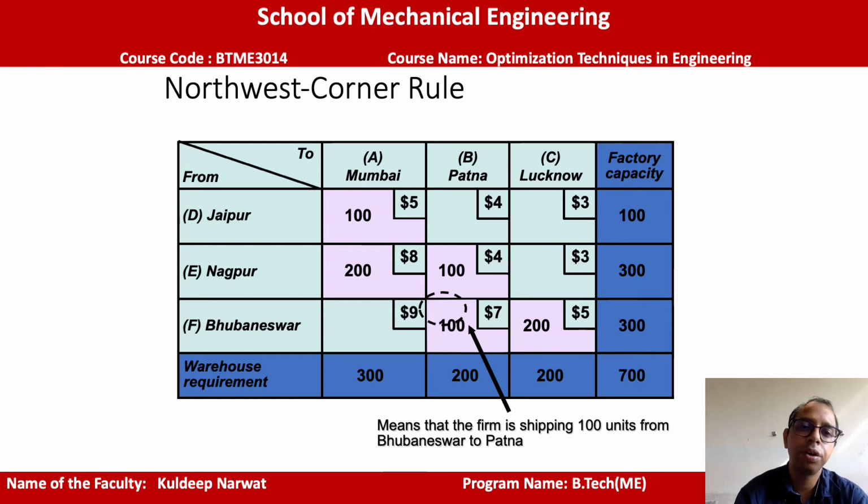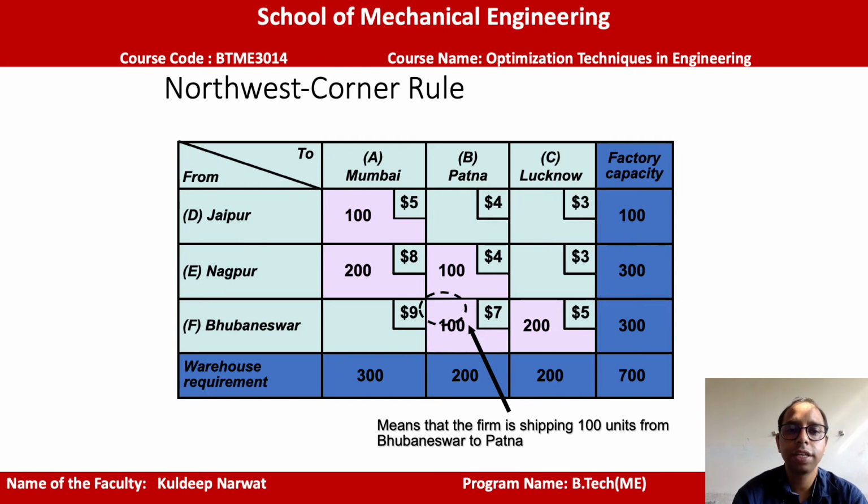Since I am allocating 200 here, 200 minus 200, this warehouse requirement would become 0. Now the similar value of 200 has to be subtracted from the factory capacity here, so that would make it 100, right? So the whole warehouse requirement for this column would be eliminated, so we can put a cross around it.